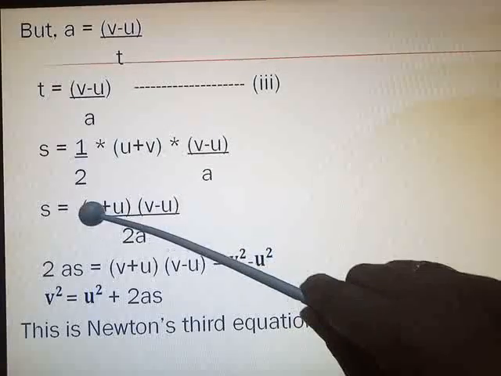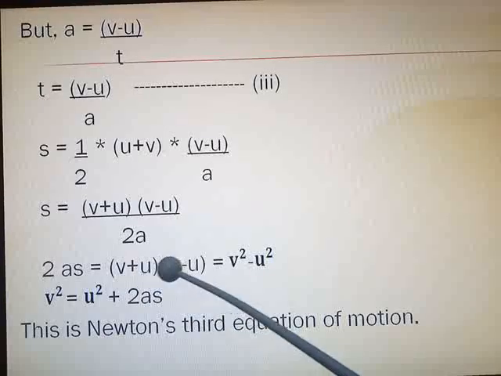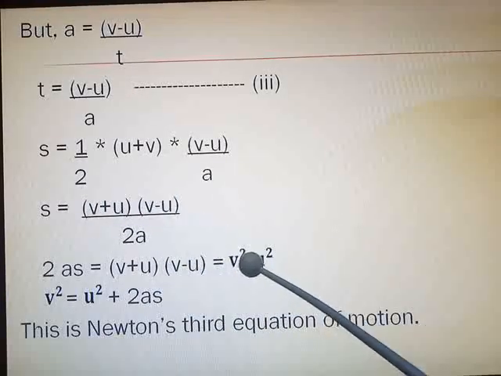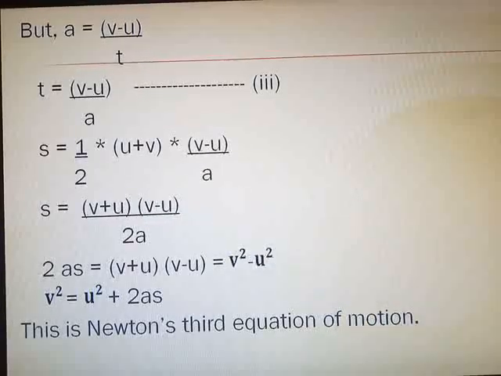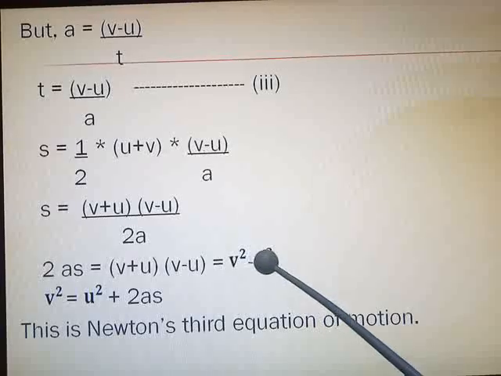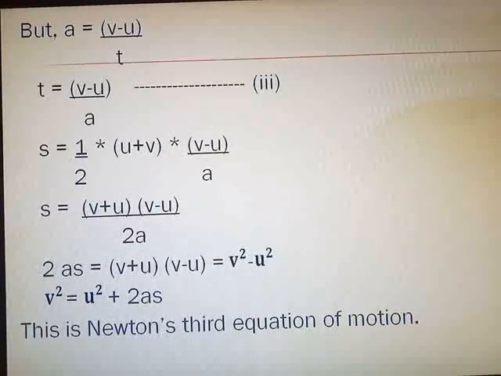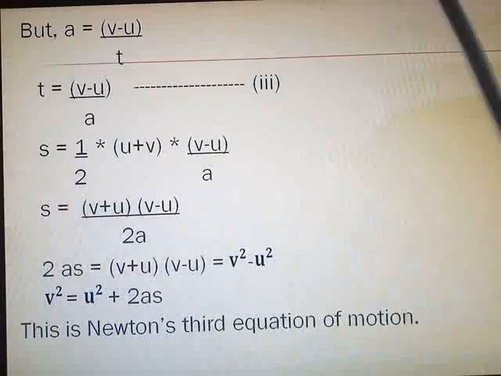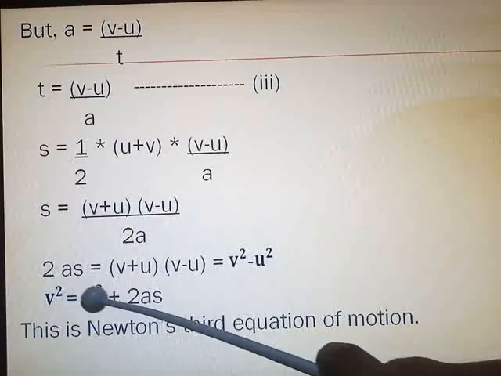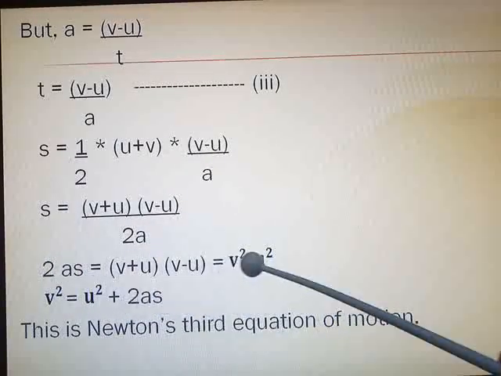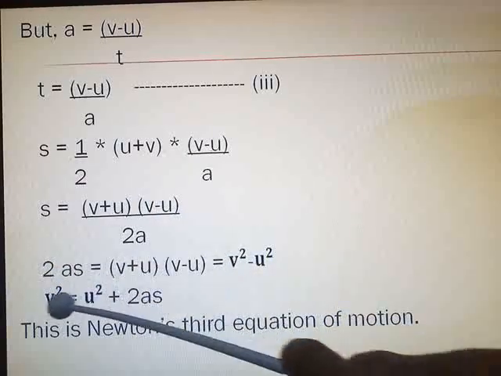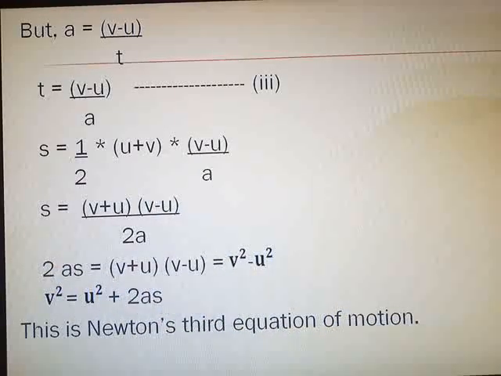Now you know algebra. V plus U, V minus U, that is V multiplied by V is V square, plus into minus, minus U into U is U square. So what you get as your final equation? V square minus U square is equal to 2AS. If you take U square over here, it will become V square is equal to U square plus 2AS. This is the third equation of motion.